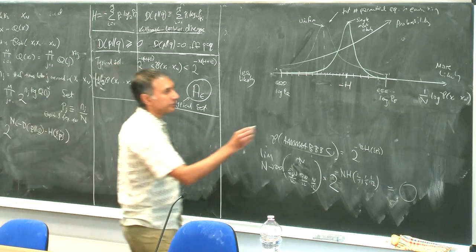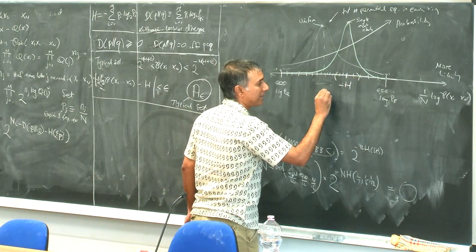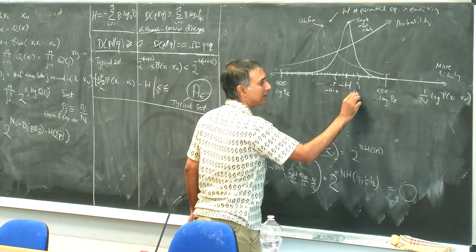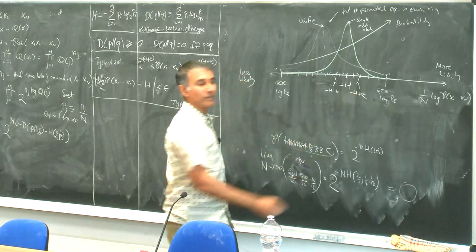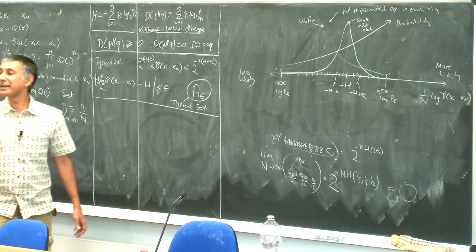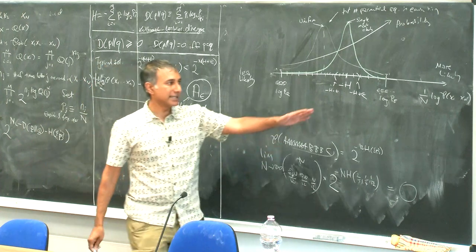All we have to do is to take plus minus epsilon within this range: minus h minus epsilon and minus h plus epsilon. It's a collection of sequences. It's the total weight, with permutations, of the single most likely type of sequence. It's not the single most likely sequence, which is all E's.